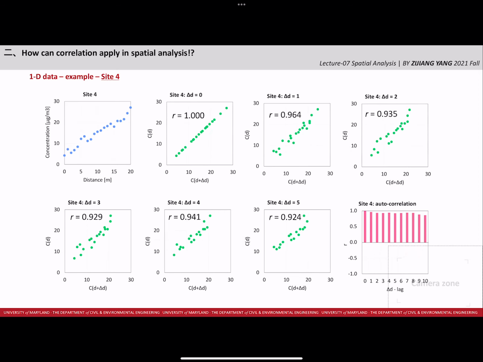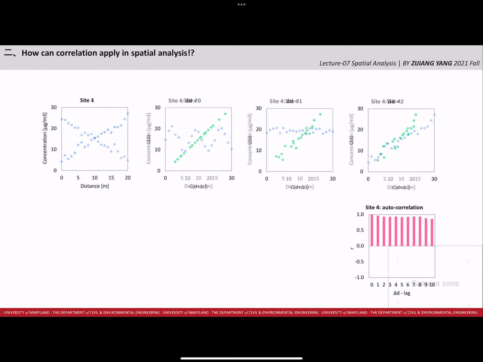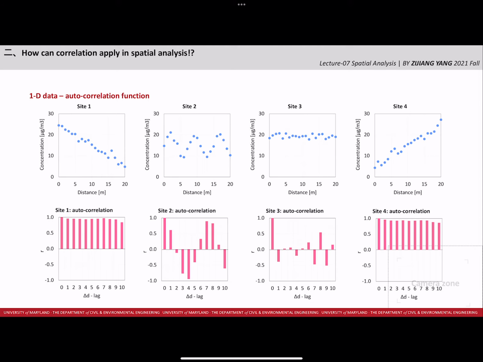And let's look at the last one. For the last one, the data is consistently increasing. Again, we can have this autocorrelation plot. But interestingly, we find that the autocorrelation stays at a relatively high level, which is the same as for the first site. So if we put them together, we can find that to some extent, the autocorrelation function can reflect the characteristics of the site.